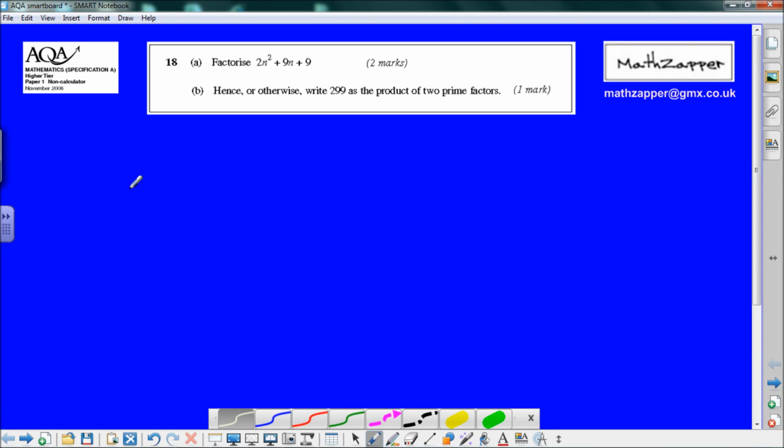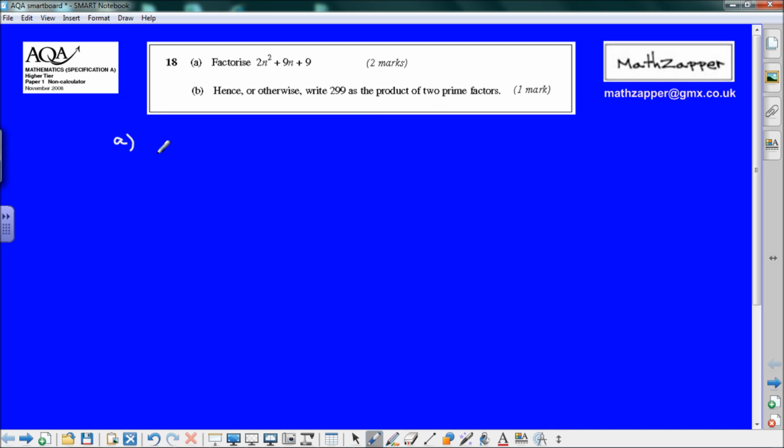AQA Mathematics Higher Tier Paper 1, non-calculator paper from 2008 November. Question 18, Maths 2A: factorise 2n squared plus 9n plus 9 for 2 marks. I'll show you where the marks are available. And then part B: from this answer, hence or otherwise, write 299 as the product of 2 prime factors. So we'll start with part A, and we'll write that out.